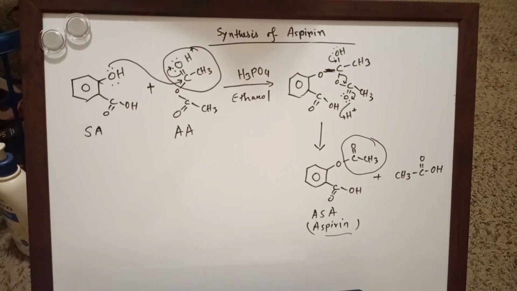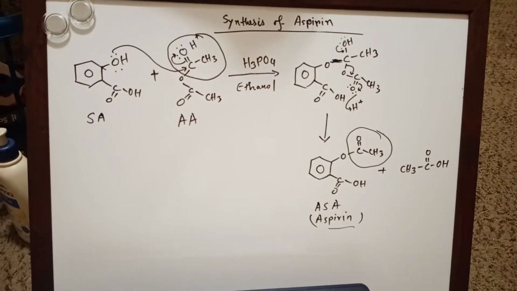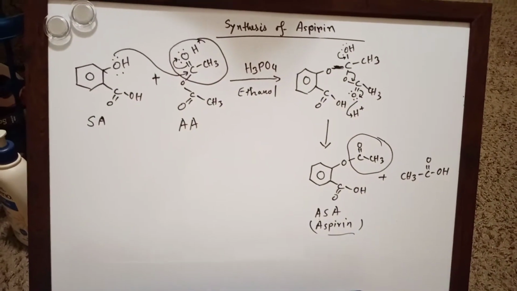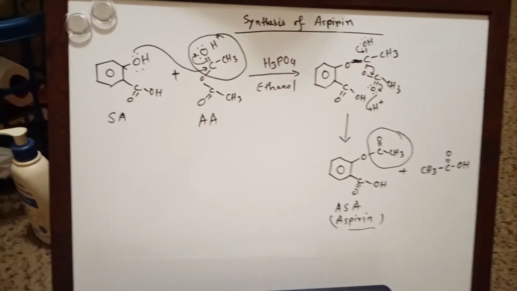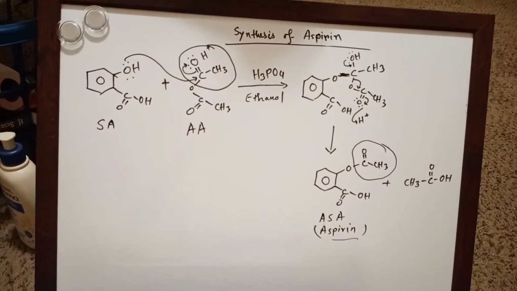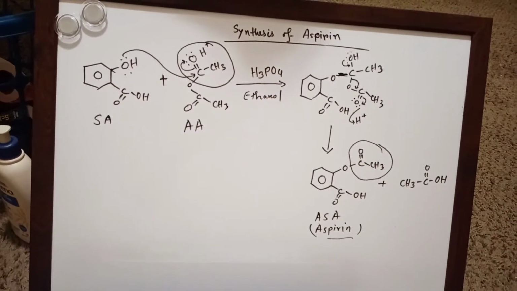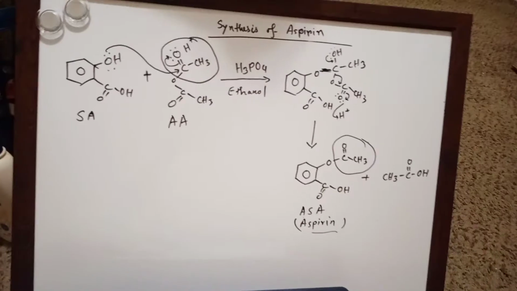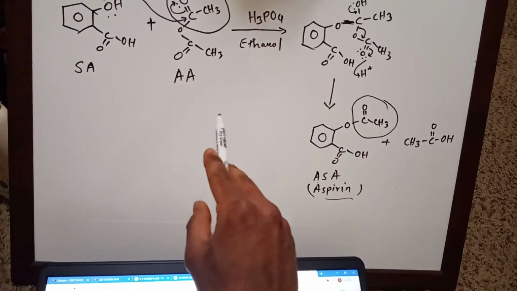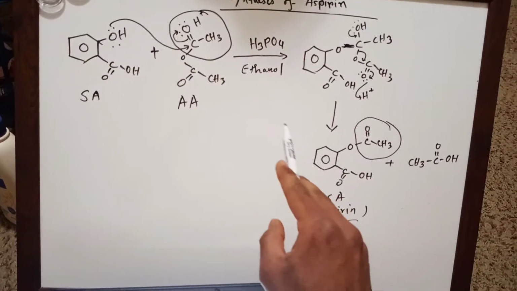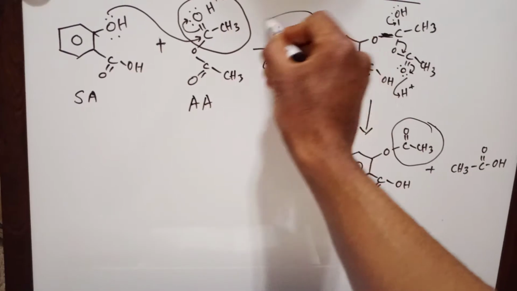Hello guys, today we will discuss the synthesis of aspirin, how we can synthesize aspirin. So here our reactants are salicylic acid and acetic anhydride, and these are our two reactants. This will be produced when salicylic acid and acetic anhydride react. We also have one catalyst, which is phosphoric acid.